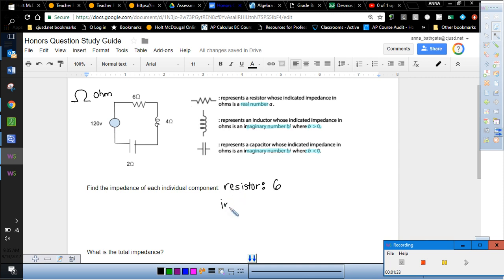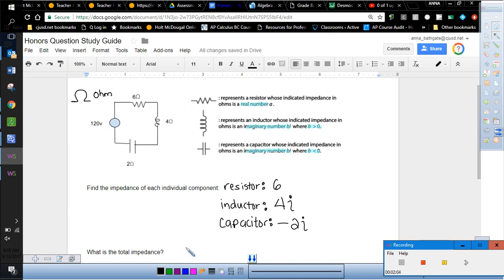Then the inductor is on the side there, and an inductor is a positive imaginary number. Since it's 4 ohms, I say it's 4i. And down here, that's my capacitor, which has to be a negative imaginary number. It says 2 ohms there, but that's actually going to be a negative, working against these other guys, and so it's negative 2i.